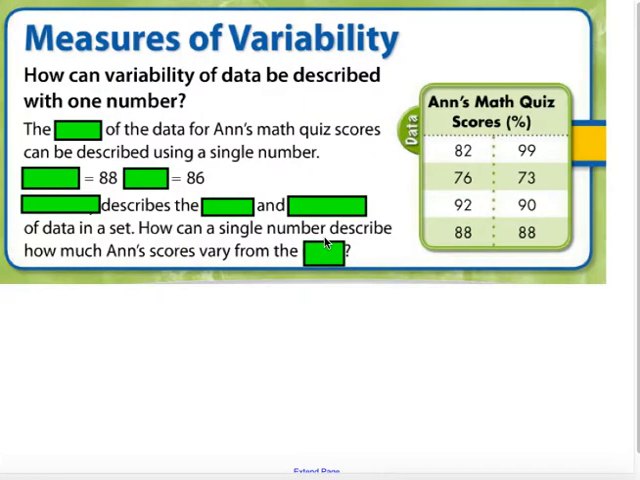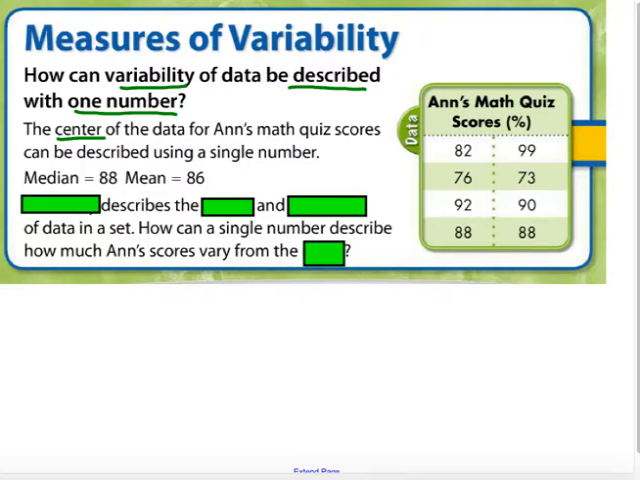Let's take a look at what the book says about measures of variability. How can variability of data be described with one number? Okay, one number that would explain how data varies. The center of the data for Anne's math quiz scores can be described using a single number. Okay? So the center can be described using a single number. So the one number would be the median, which would be 88. So 88 would represent her overall scores.